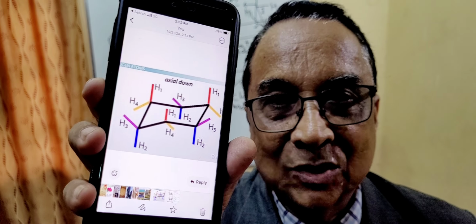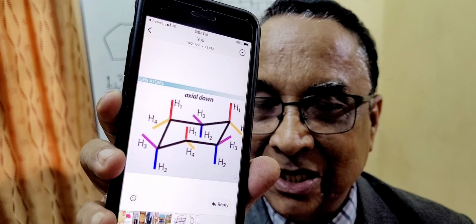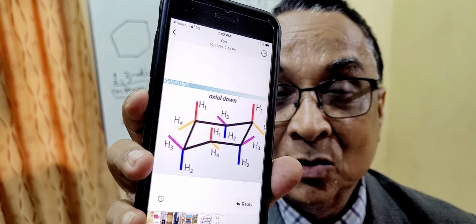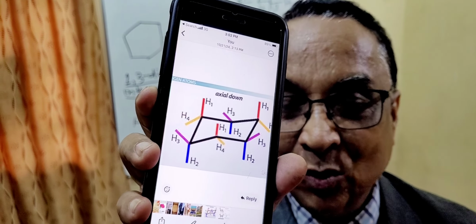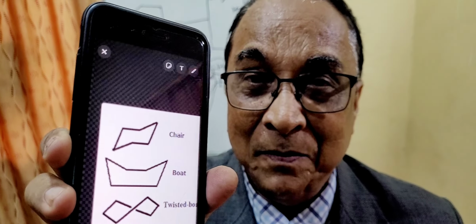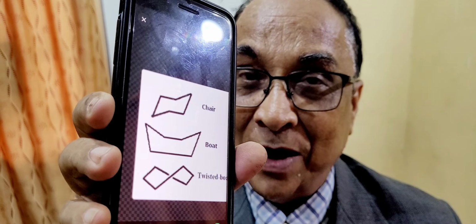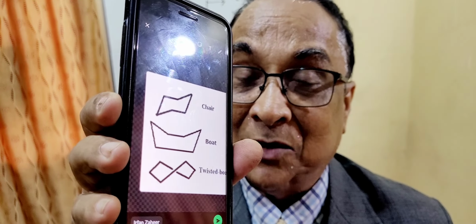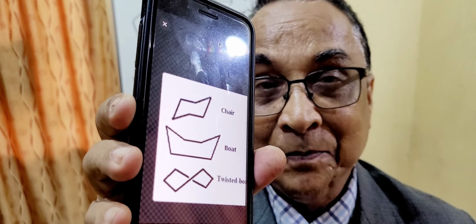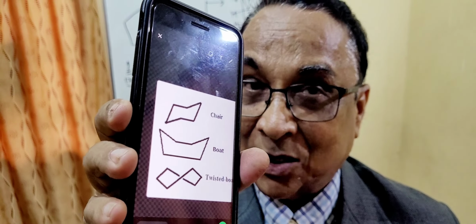So here, in this chair form conformation of cyclohexane, the axial and equatorial hydrogens are very clearly shown. The ones along the vertical axis, the red ones, are axial, and the ones which are horizontal are equatorial bonds. These are the three conformations of cyclohexane: one is chair form, second is boat form, and third is the twisted form. It can be half boat form, 1/4 boat form, 70%, 60%, 40% boat form or chair form. So different types of twisted forms of cyclohexane conformations exist, but the most favored and stable ones are the boat and chair conformations.